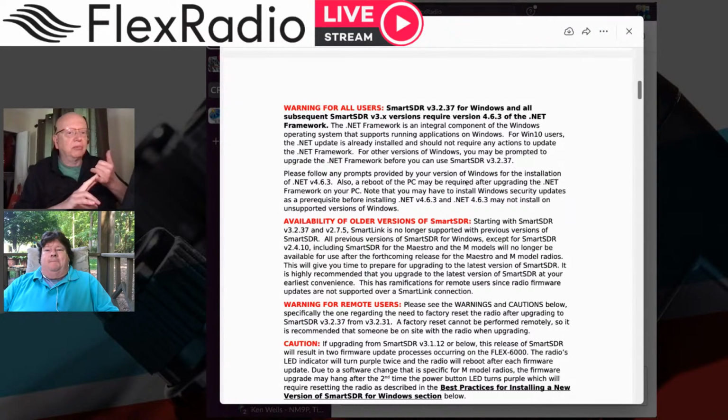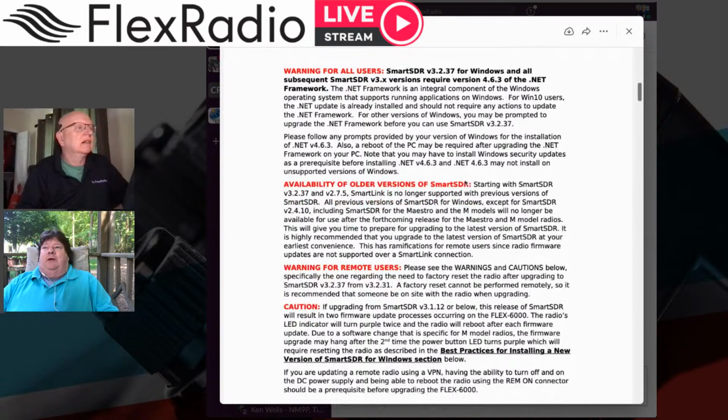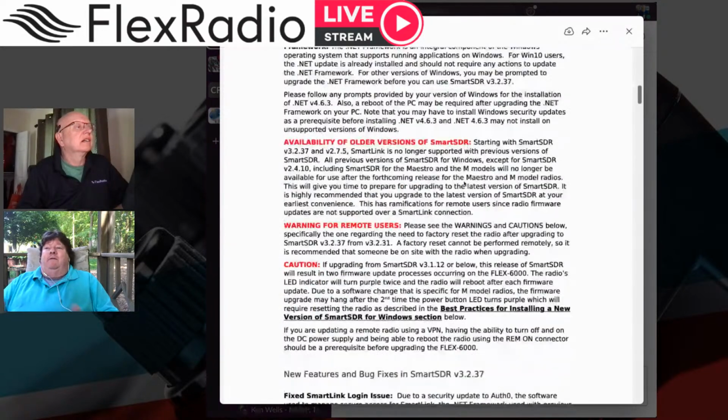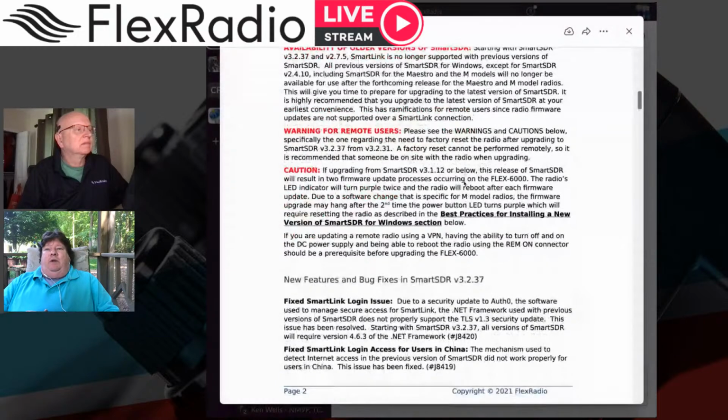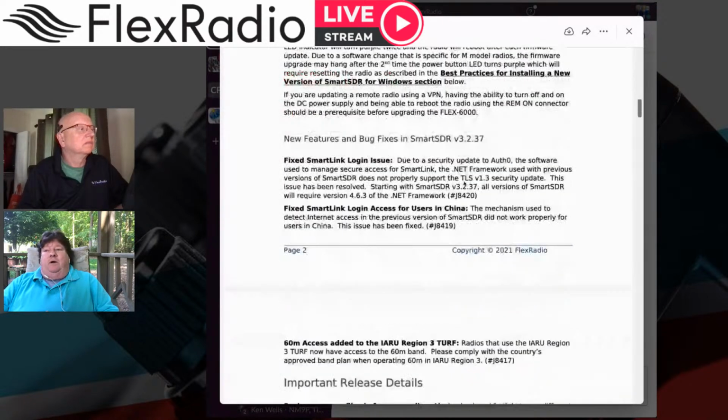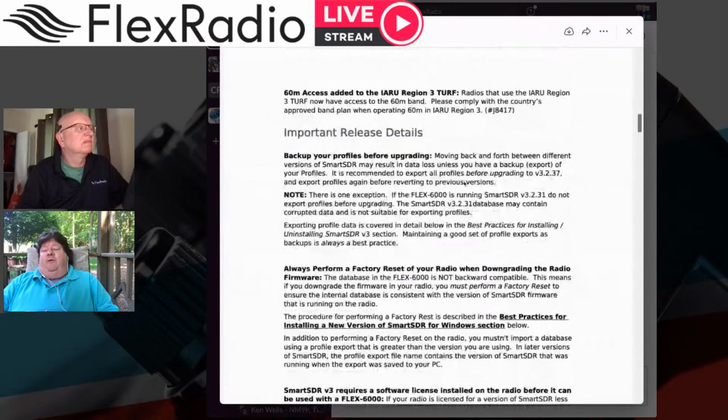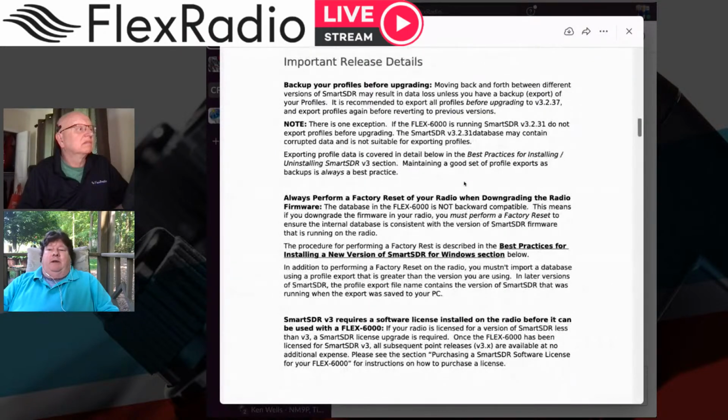Remote operators, there's some specifics on here. There's some restarts, right? You want a power cycle? Yes. And a database reset? No. Well, it all depends on what version you're coming from. The only time we really needed to do a database reset was for anybody who was on SmartSDR 3.2.31. If you're coming from 3.1.12 or 3.2.34, then a factory reset should not be necessary.